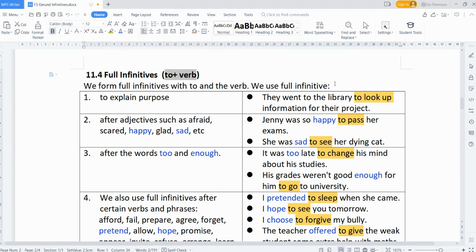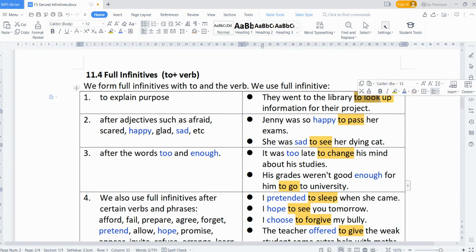We use full infinitive for these reasons. Number one, to explain purpose, menyatakan tujuan. For example, they went to the library to look up information for the project. You don't say to looking up, you say to look up. So you can see that the word to is here and then we have the base form of the verb, to look. You don't say to looks, to looking, no.